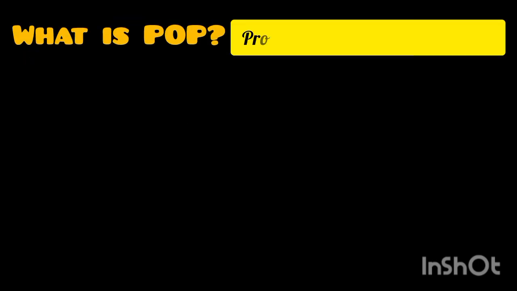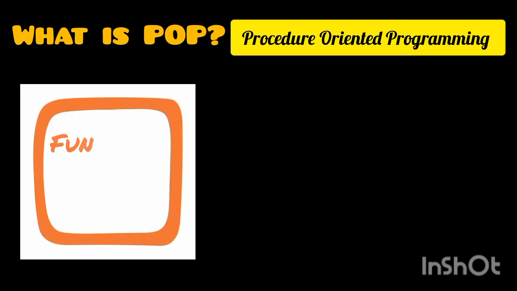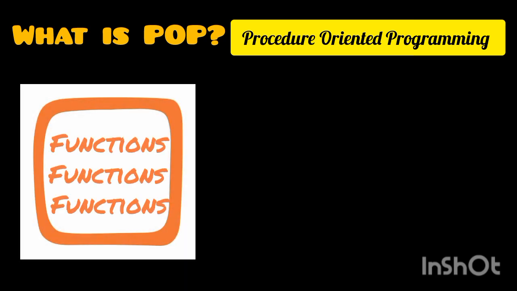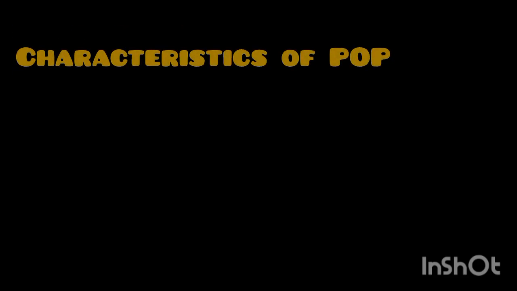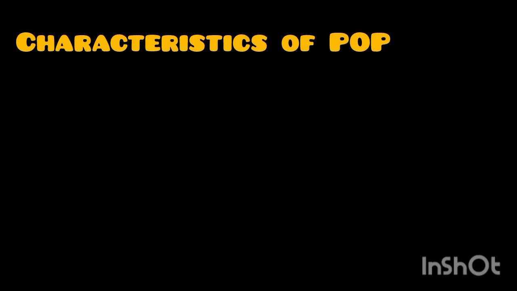POP stands for Procedure Oriented Programming. In POP, a program is divided into small procedures or functions. The main focus is on functions and the sequence of action. For example, C, Pascal. The characteristics of POP.